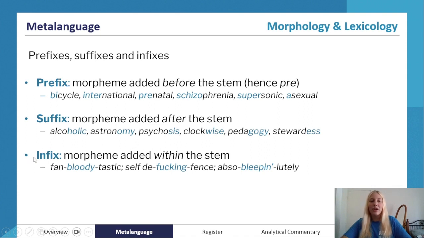Now, an infix is where it gets a bit more complicated because this is where we stick a morpheme within the stem. So fan, bloody, tastic. You can see it's literally divided though in all of these examples, and that's how you'll always usually see them. Okay. And that's why infixes will be easy to find. Just please note that fantastic are not two different stems. It's one stem that's been split and the infix has been added.